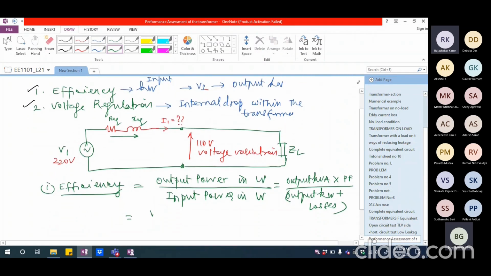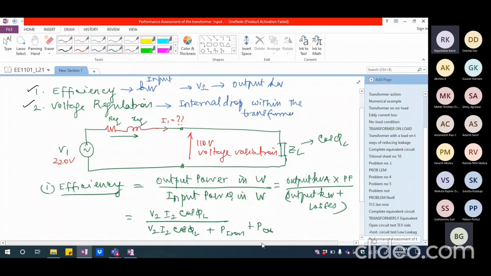If I am writing it from the secondary side, I should write V2 I2 cos phi 2. Cos phi 2 is the angle, or I can write this as cos phi L also. That's fine. Load power factor, because ZL will have a power factor corresponding to cos phi L. Divided by, I will have V2 I2 cos phi L plus P iron losses, I'm writing that as P iron, and I'm going to have copper losses.